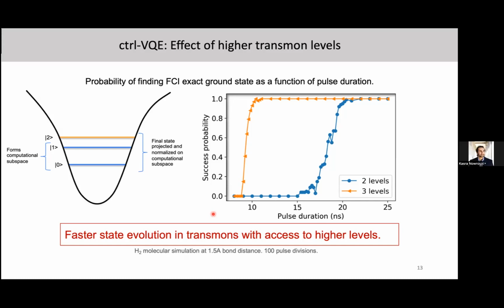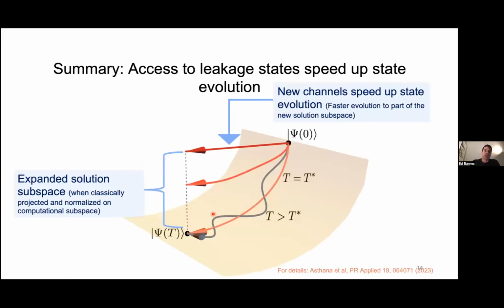Thank you. So this is why leakage is not a problem and is actually a benefit for this variational algorithm, because any state which has the right form in the computational space, but perhaps has some population outside the computational space, is considered a solution to the problem. So by allowing leakage to happen, I have, in essence, increased the size of my solution space. Now instead of having one state being the solution to the problem, I have a large set of states which are all equally good solutions.